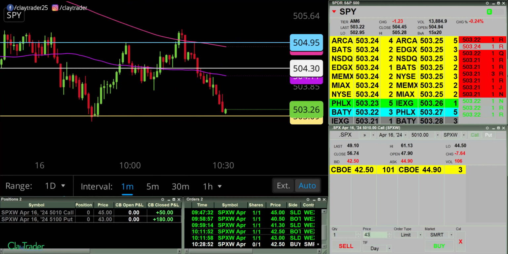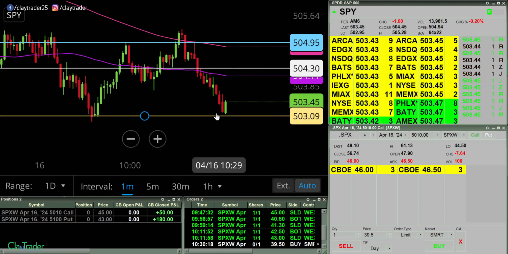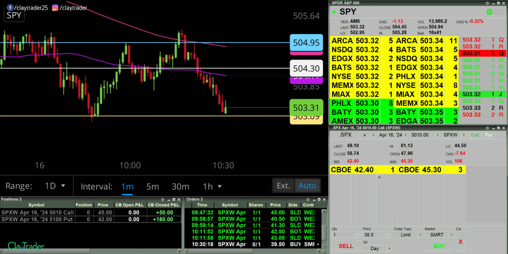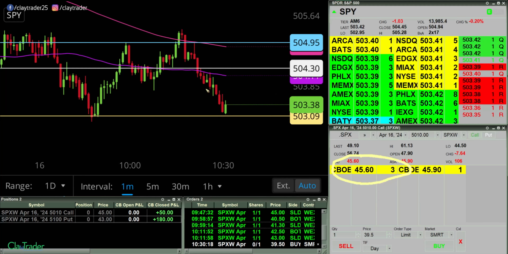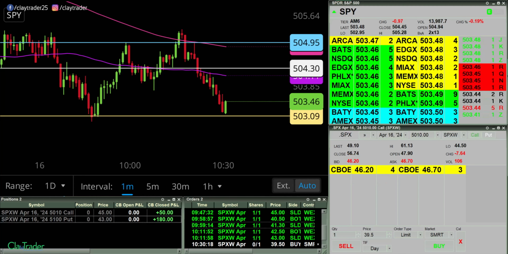That was close, but I'm just going to go extra greedy here. Try 39.50. Nah. I was trying to time it up around the yellow line. And if you scroll back, you would have seen 42.50 showed up over here on the bid, but I didn't get filled.